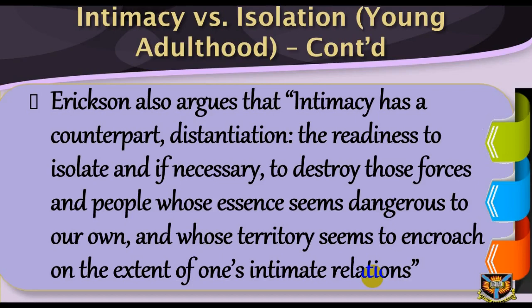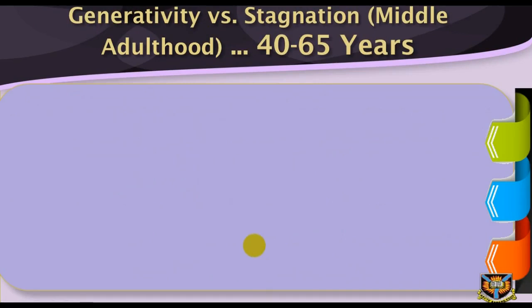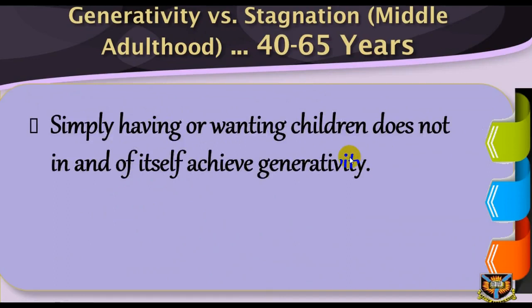Generativity versus stagnation, 40 to 65 years, middle adulthood. Generativity is the concern of establishing and guiding the next generation. Socially valued work and disciplines are expressions of generativity. Simply having or wanting children does not in and of itself achieve generativity.